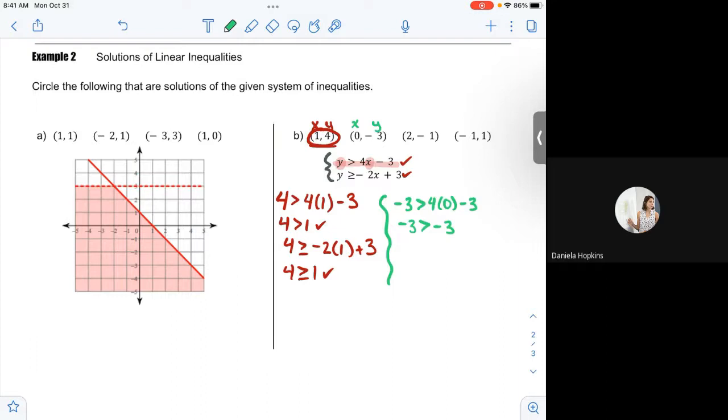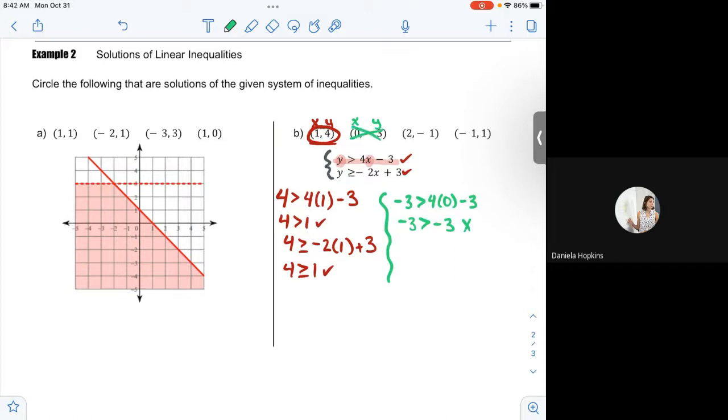Here's where we have to be careful, and this is why the difference between our dotted line and our solid line is so important. Remember, when it's just greater than with no equal sign underneath, that means this is a dotted line. The reason is that negative 3 is not strictly greater than negative 3. If this was greater than or equal to, this would be true. But since it's not, this is just not true. If you run across one equation that makes the system false, that means this point is not a solution to the system, and you can just stop. So again, it's really important to pay attention to whether it's greater than or equal to.